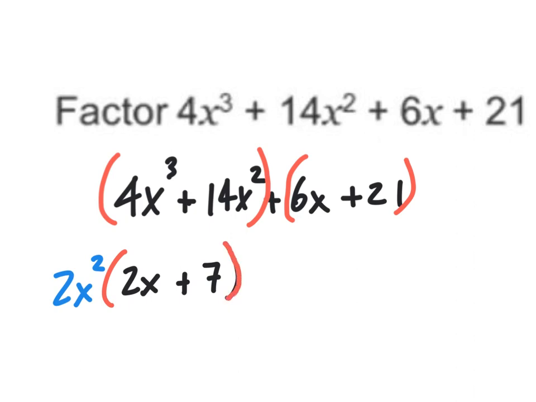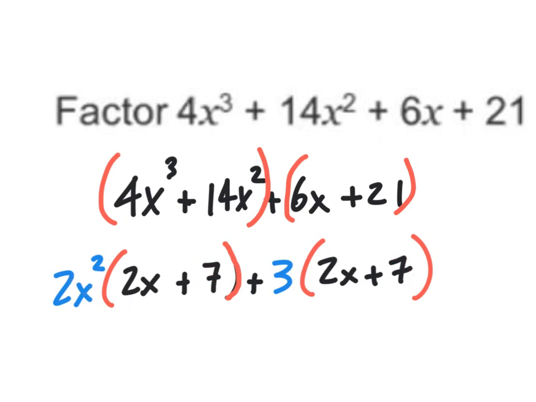Then what can I factor out of the second group? 6 doesn't go into 21, but 3 goes into each of these, so I can factor out a 3, and I'm left with 2x plus 7. Now what I want you to see is that I have two terms: this whole thing here, and this whole thing here.